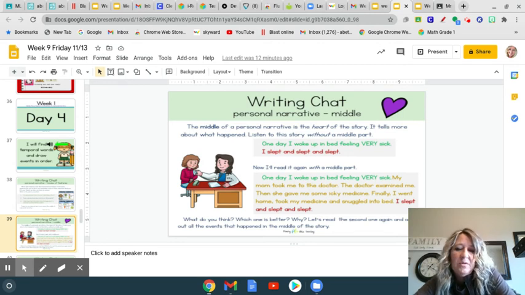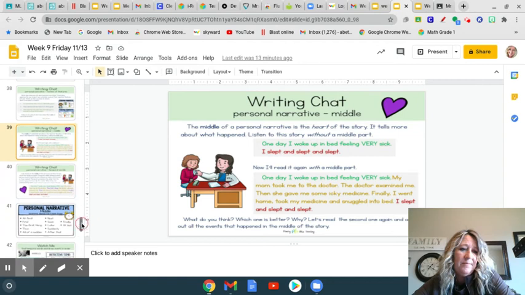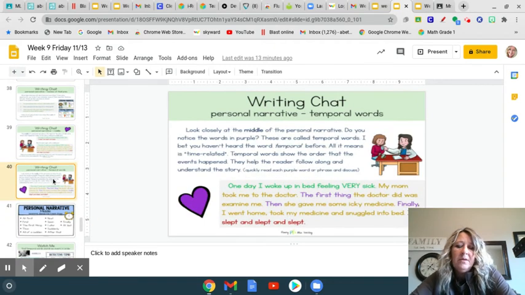What do you think? Which one's better? Yeah, the second one. Why? Well, I think it's because it has that extra stuff in the middle, the heart of the story. So we're going to try to learn how to do that today. So we're going to look closely at the middle of this narrative.